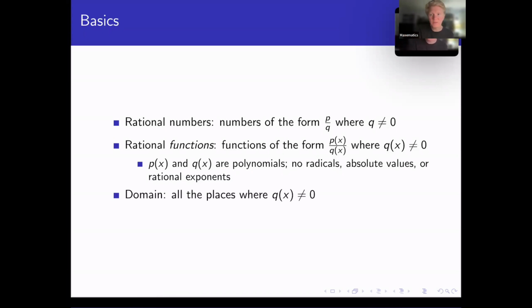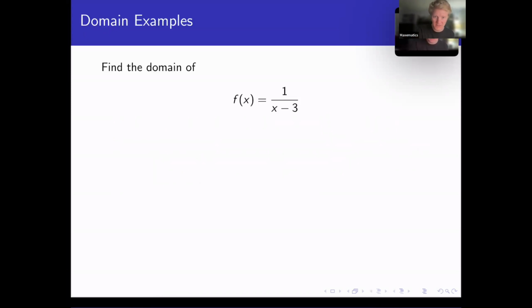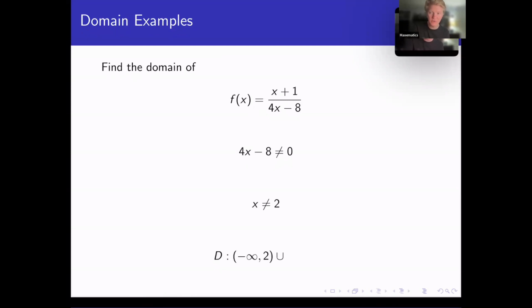But you know what? We talked about that in 2.4 plenty of times. Just as a reminder, 1 over x minus 3: we want to make sure the denominator does not equal 0. So in this case, add 3 to both sides. So x can be anything to the left of 3, everything to the right of 3, just not 3 itself. The domain of x plus 1 over 4x minus 8: the denominator can't equal 0. Add 8 to both sides, divide by 4, and x can be everything to the left of 2 with everything to the right of 2.